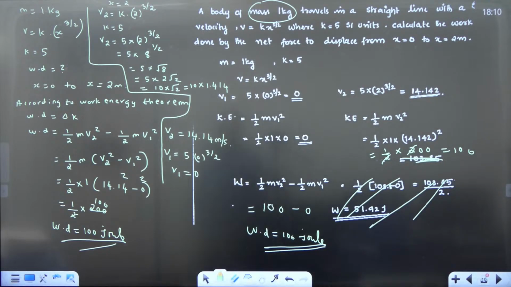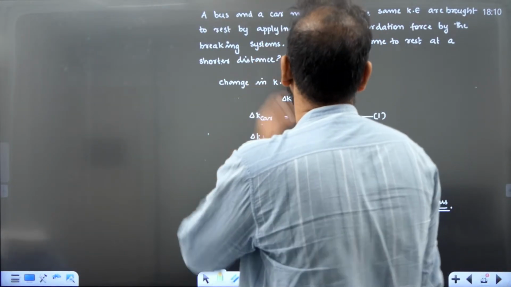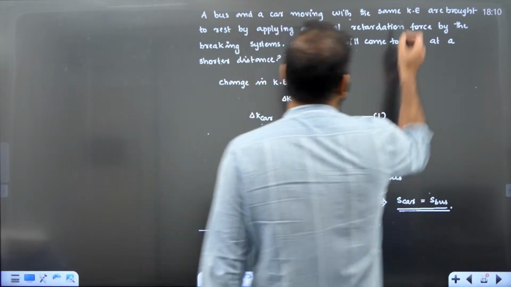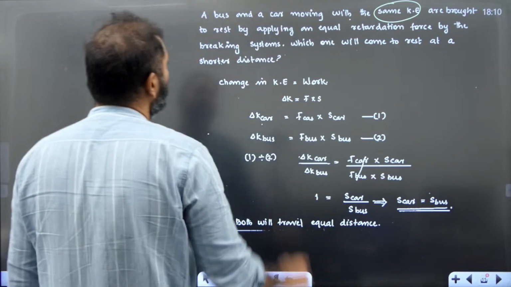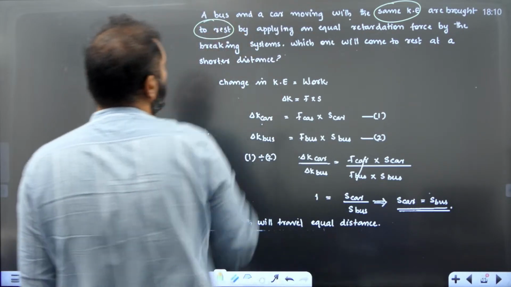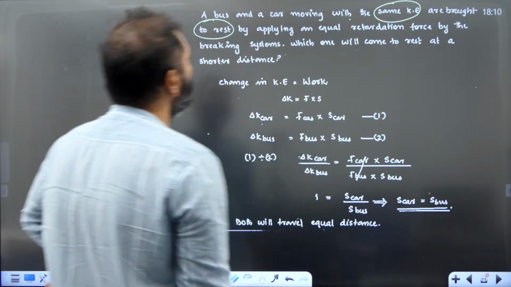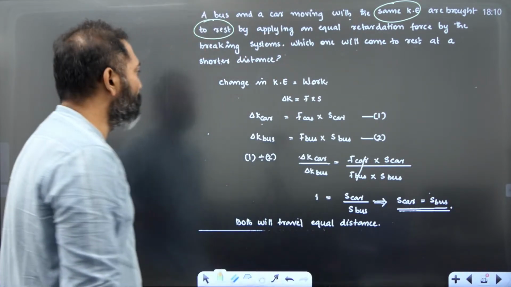Okay, next problem. A bus and a car moving with the same kinetic energy are brought to rest. That means the final velocity is same. Final velocity of both is 0, by applying an equal retardation force by the braking system. Which one will come to rest at a shorter distance?